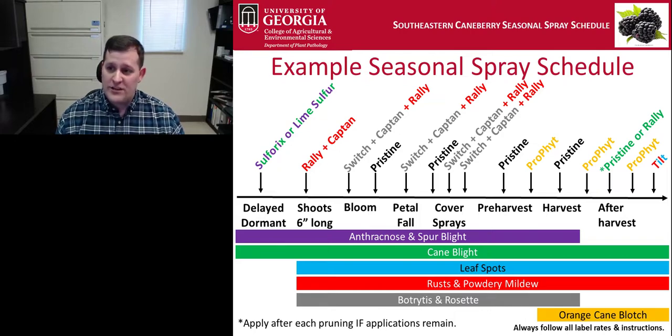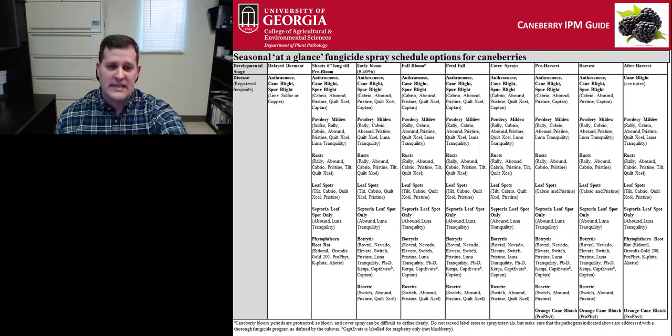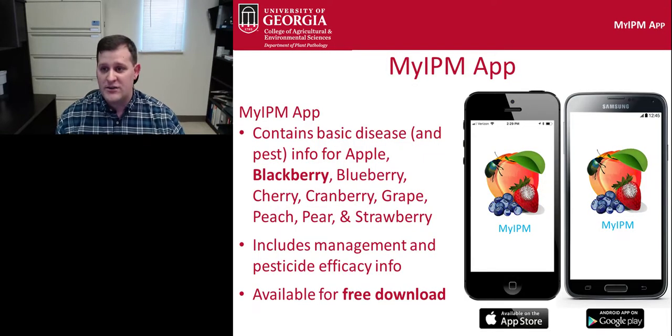More information about what fungicides are available and what other IPM practices are recommended for caneberries are found in the Caneberry IPM guide. And within that guide, you will see information like this. This is the table from that guide. And across the top, you can see the developmental stages from delayed dormant to after harvest, just like I showed you before, and the different diseases that are important at each of those time periods and the recommended fungicides that can be used for managing those disease issues. There's also a lot of fungicide efficacy information and some great pictures of some of these bacterial diseases available for free through the My IPM app.